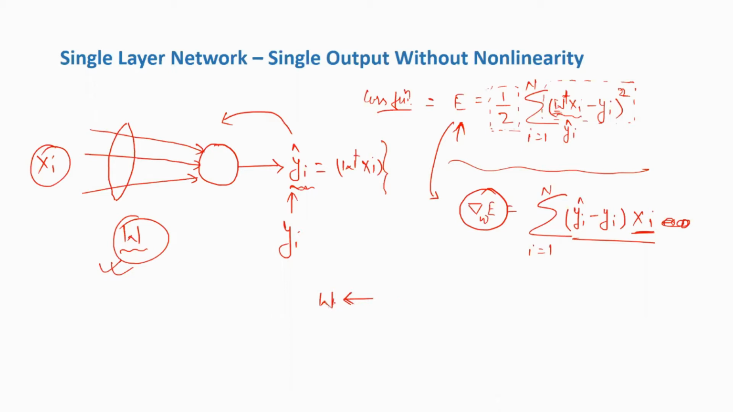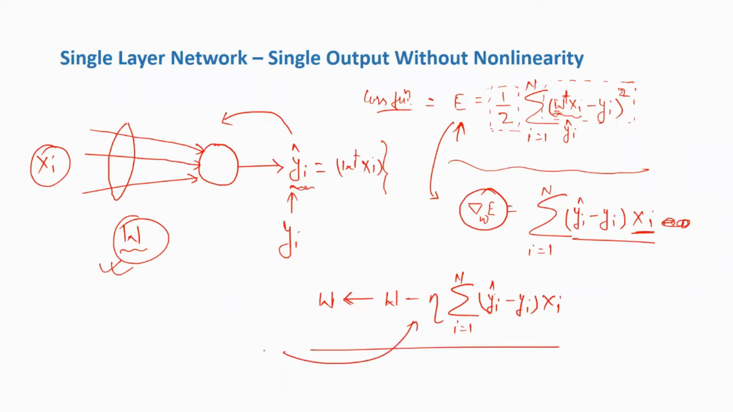So at every iteration we will have the values of weight. Weight will be updated by W minus eta times the derivative, the summation from i equals 1 to n of yi hat minus yi times xi. Okay, what is this eta? This eta is nothing but the rate of convergence. It is a factor, a constant value.